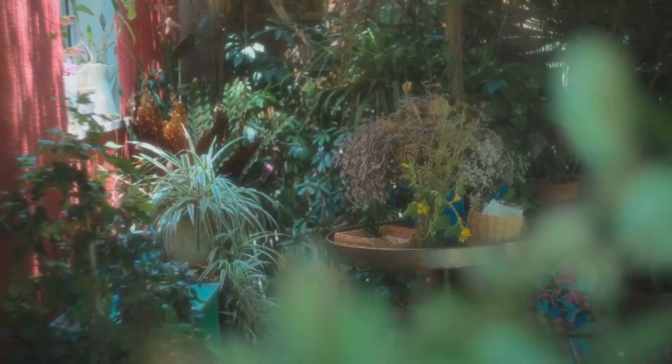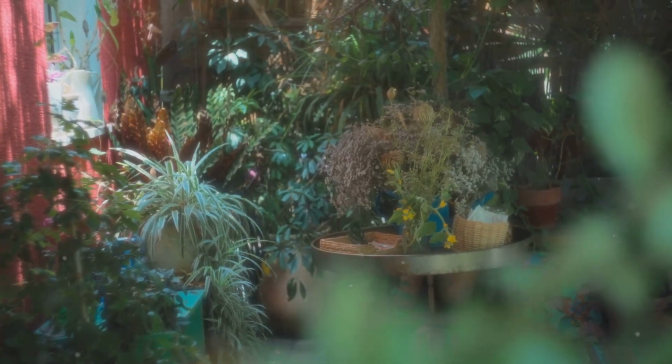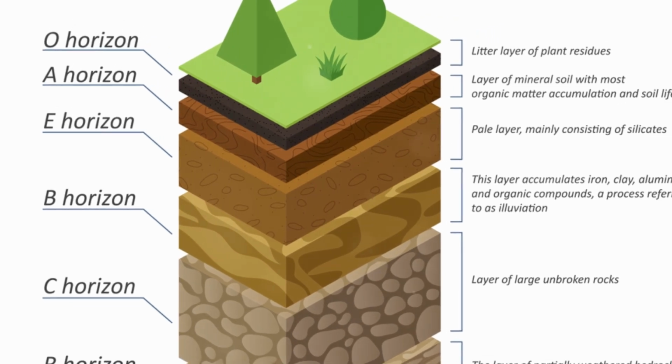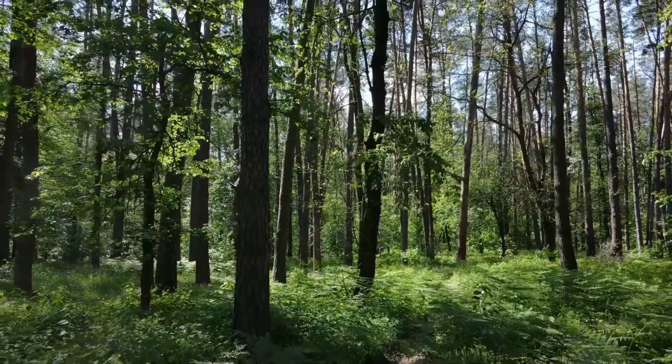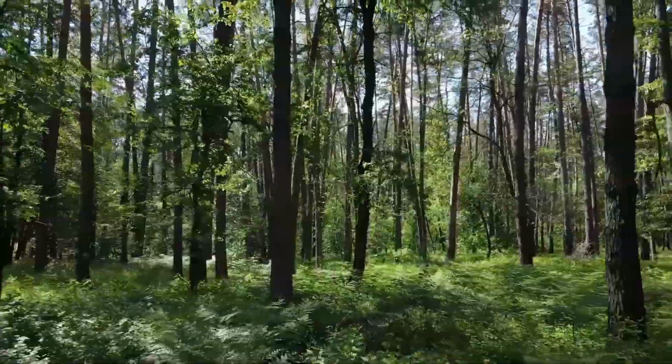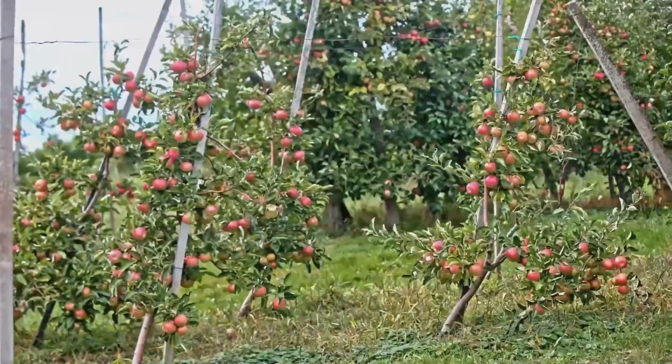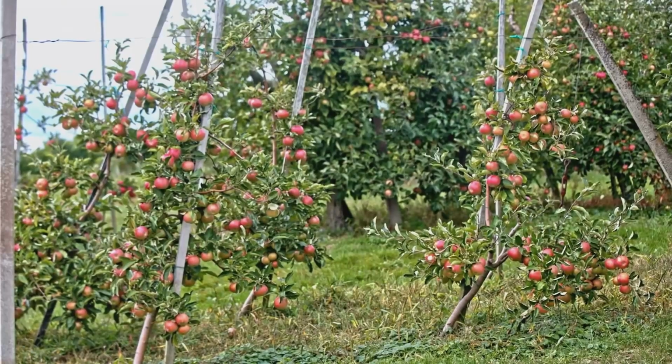A thriving food forest is a symphony of growth, with each layer playing a crucial role in the ecosystem. Let's explore the 7 layers that make up this harmonious system. 1. Canopy layer. The giants of the food forest, these tall trees provide shade, windbreaks, and a home for wildlife. Think fruit and nut trees like apple, pear, walnut, and chestnut.